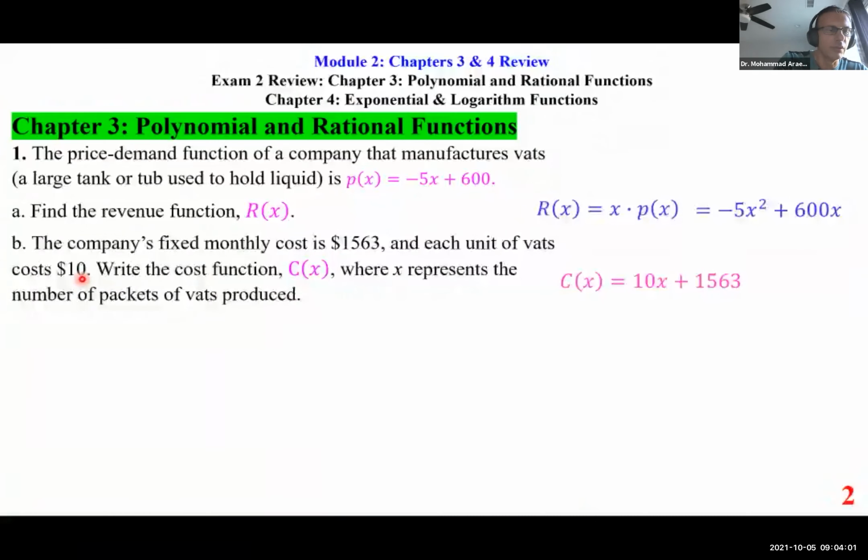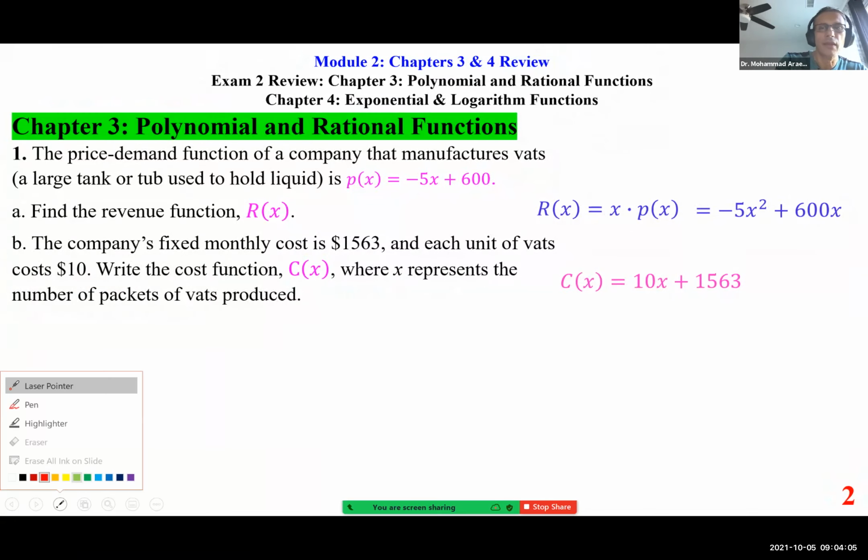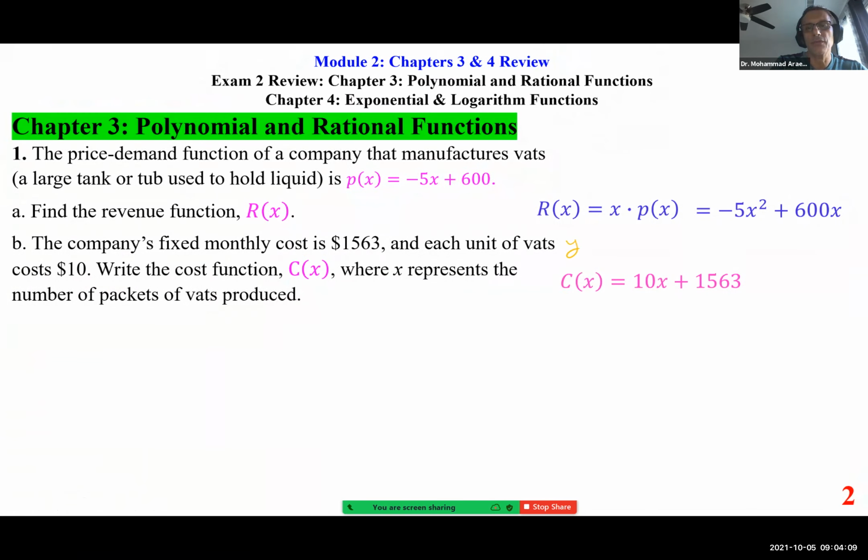Let me remind you of that formula. So y, or f of x, is mx plus b, and that's what they are.